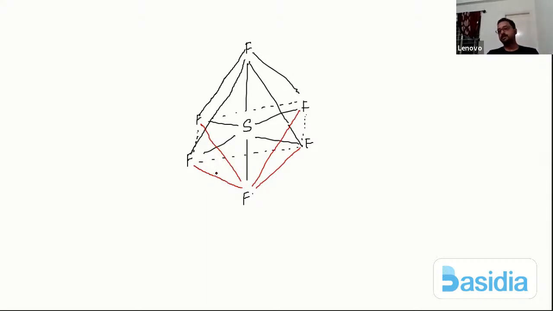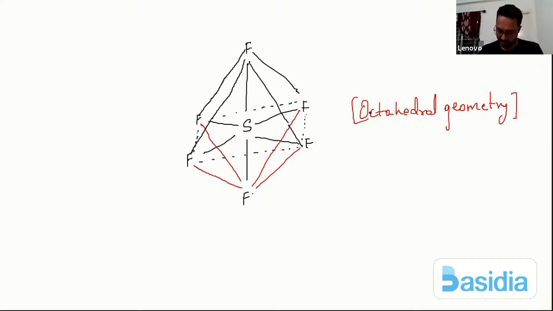It is trying to produce an octahedral geometry. So please make a point: octahedral geometry, octahedral structure.